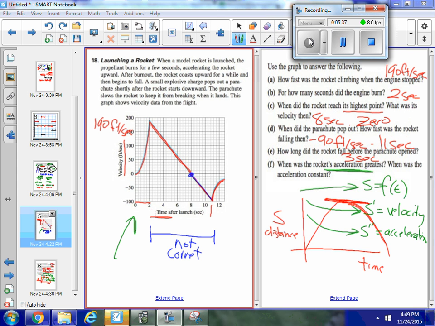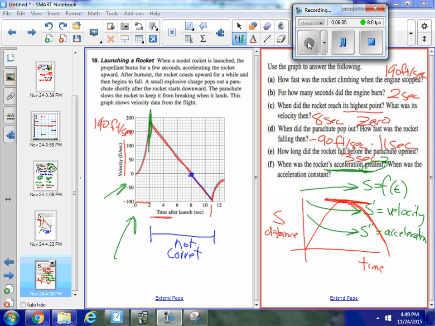I would make a graph of the derivative of this, and I'm looking for the slope of this graph right here. Well, it looks to me like the slope is the most positive right there. So that would be where the acceleration was the greatest, right about when the engine cut off at 2 seconds. So it was greatest right here at 2 seconds.